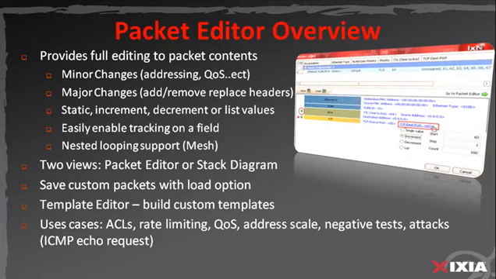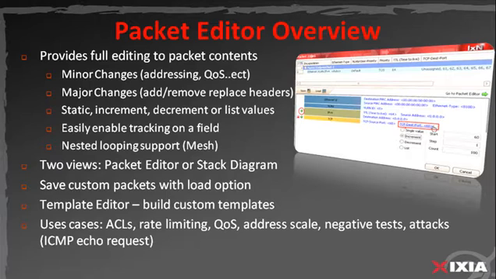In Chapter 1, we'll go over the packet editor overview. The IxNetwork packet editor is a powerful tool that enables easy editing of packet contents. This includes minor changes like source destination addressing or QoS values, and major changes like adding or removing protocol headers. It provides field operations in addition to static values, including increment, decrement, or list values, which are useful in doing things like quickly sending traffic to and from thousands of source and destination addresses.